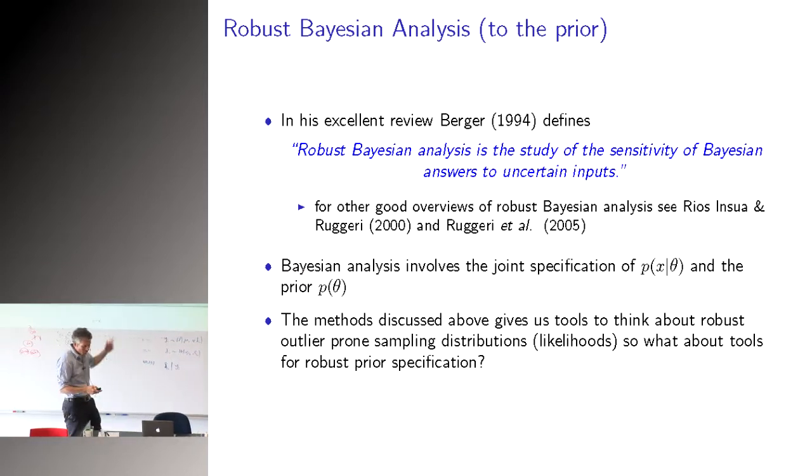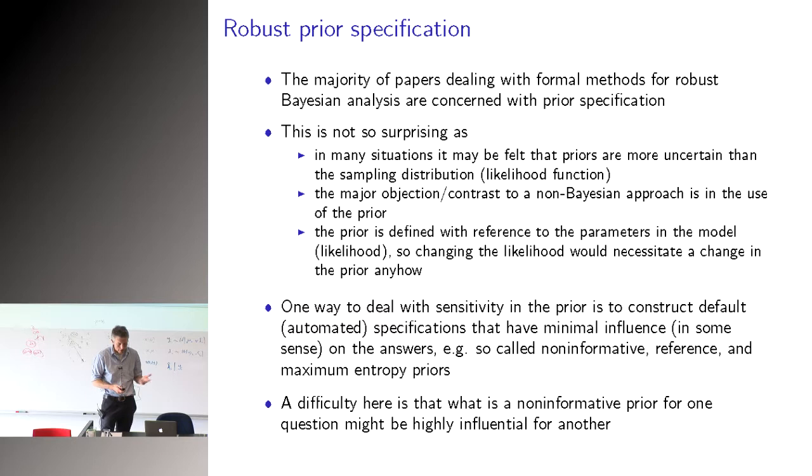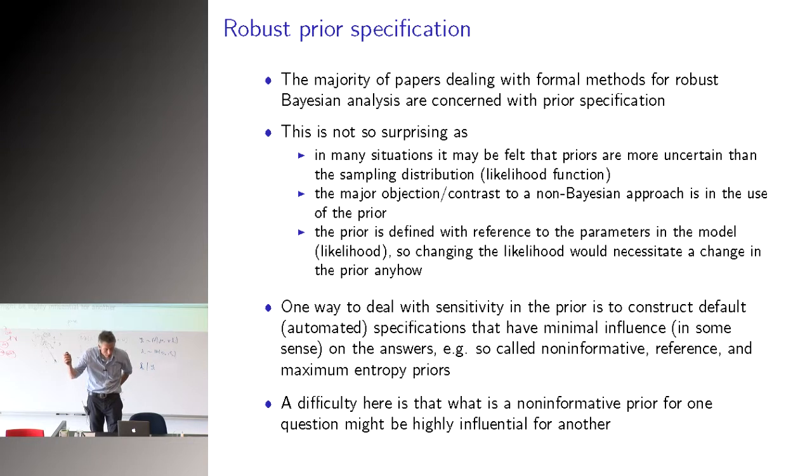So I talked before about how to do kind of outlier prone, the student versus Gaussian. There's a simple case of an outlier prone likelihood and why that's a good thing. But the majority of papers dealing with robustness in probabilistic models are to deal with the prior. It's not really surprising when you think about it. In many situations, people feel that the prior is more uncertain in a sense than the likelihood.